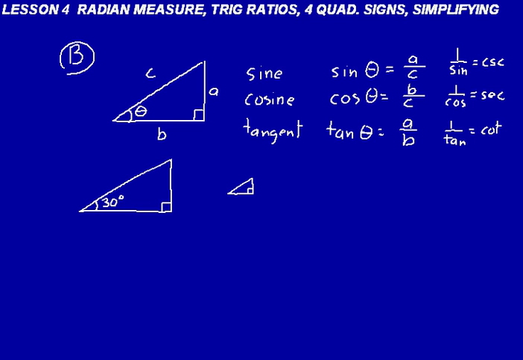I have two 30, 60, 90 triangles drawn there. They're different sizes, but they're similar triangles because their angles are equal. Remember, that's how we define similar triangles. So that means the ratio of their sides is equal. And you can type sine of 30 degrees into your calculator and you should get 1/2 as the answer.